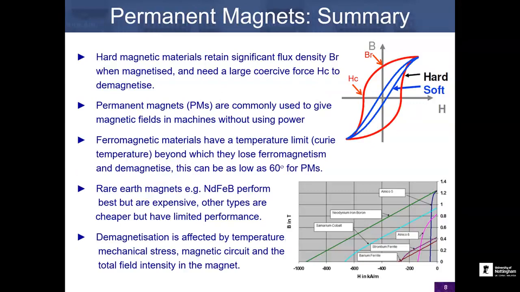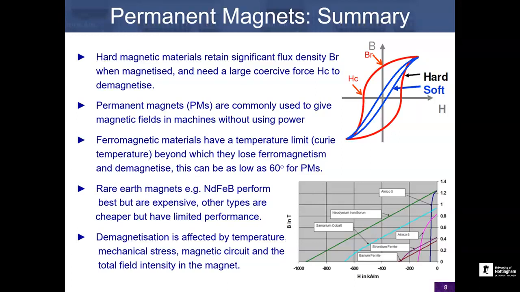We talked about permanent magnets. These hard magnetic materials that we deliberately use to create a permanent magnet are very commonly used to give magnetic fields in machines. Some of the machines I talked about in the second and third generation rely on permanent magnets to give the field without using extra power. And they are very good for that. They give you very good power dense machines, but they have real limits.